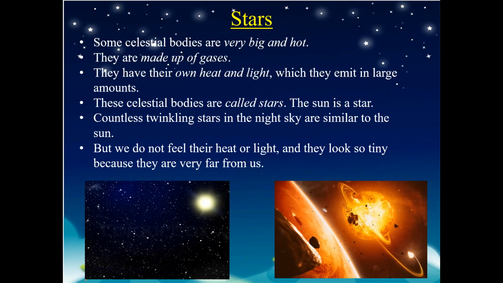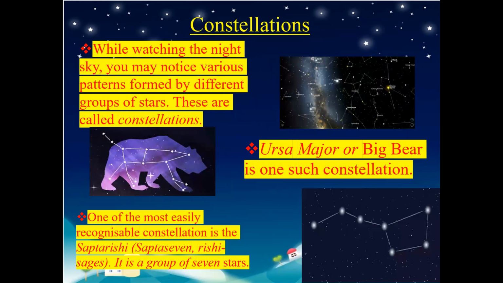You all will be amazed to know that the sun, which can be seen so bright during the day, is also a star. There are countless twinkling stars in the night sky which are similar to the sun, but we do not feel their heat and light, and they look very tiny because they are really far from us. While you watch the night sky, you notice various patterns which are formed by the groups of stars. These patterns which are formed by stars are known as constellations.